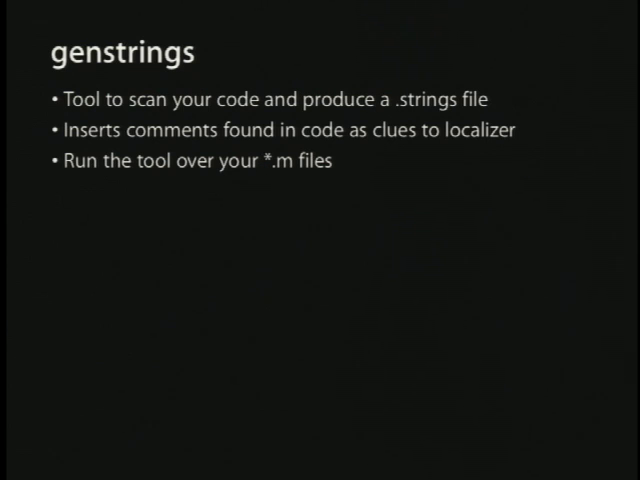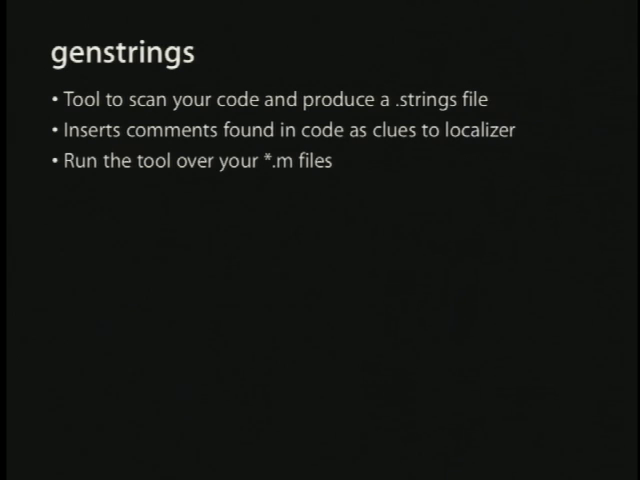There's a tool called genstrings that ships as part of the SDK. And this basically scans through all of your source code and finds any places where you're using NSLocalizedString or NSLocalizedStringFromTable and builds that strings file for you so that you don't have to generate it manually. When you're writing a constant string into your source file that you know you're going to end up localizing, just write it using NSLocalizedString and put the key value in there.